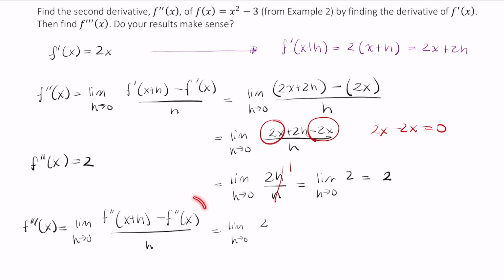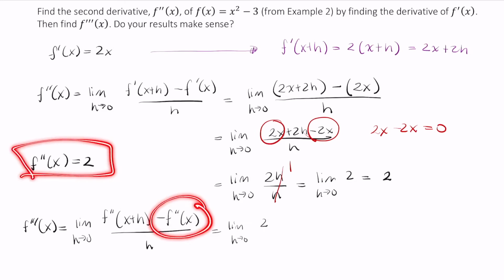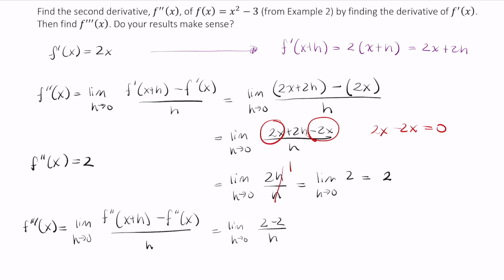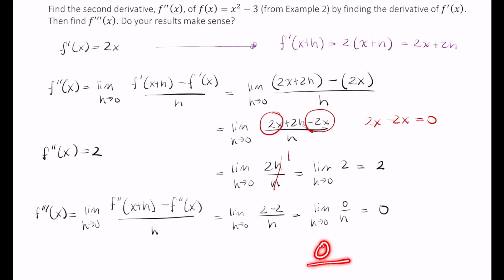And then what is the second derivative? Well, we already know that's 2. So this is 2 minus 2 over h. That's just the limit as h approaches 0 of 0 over h. And that's just 0, since any number, if we have a numerator of 0 and something else in the denominator, that always equals 0. Of course, this denominator cannot equal 0, since 0 over 0 would not be correct.